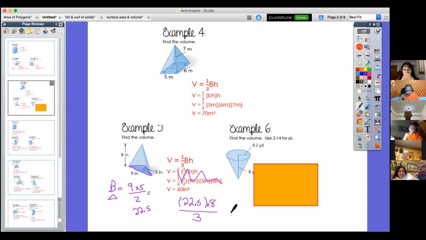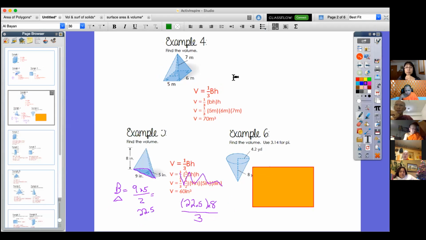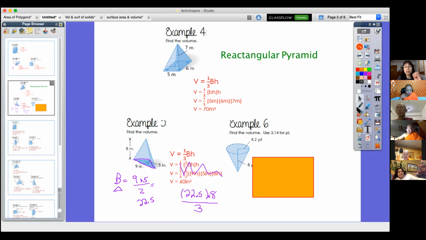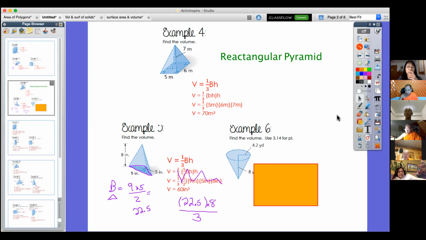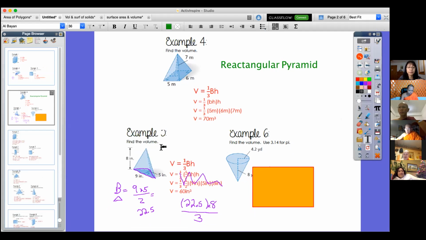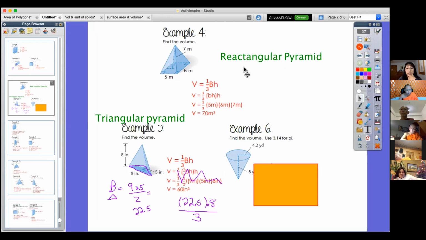So example 4 is a pyramid. Example 5, is it a pyramid? It's a pyramid, okay? So this one is called a rectangular pyramid. You know why it's a rectangular pyramid? Because of the shape of the base. We name the pyramid by the shape of their base. This one is called a triangular pyramid because the base is a triangle. A rectangular pyramid because the base is a rectangle. This is a triangular pyramid because the base is a triangle. You also have a square pyramid if your base is a square.